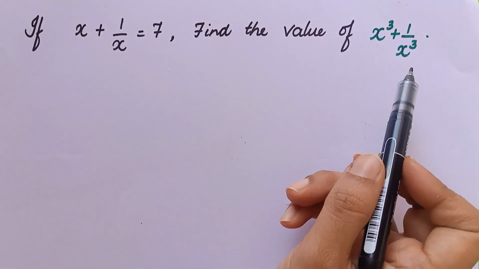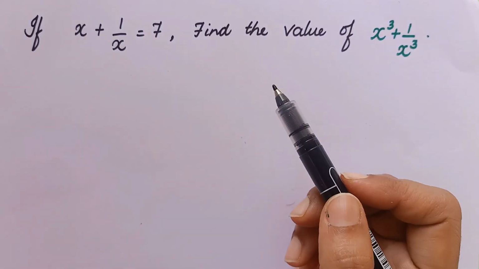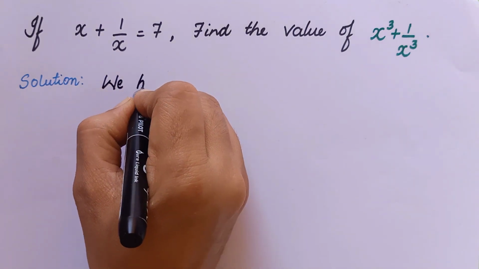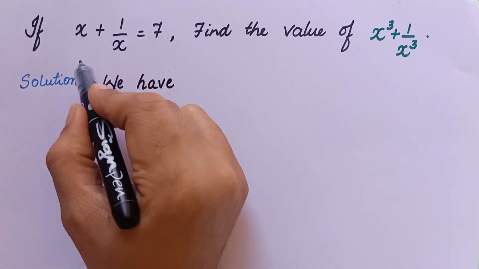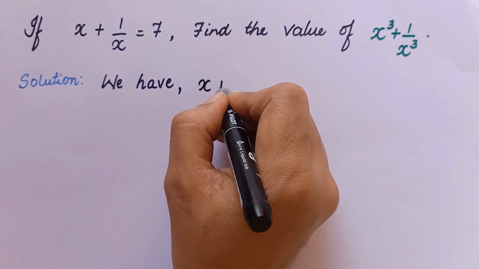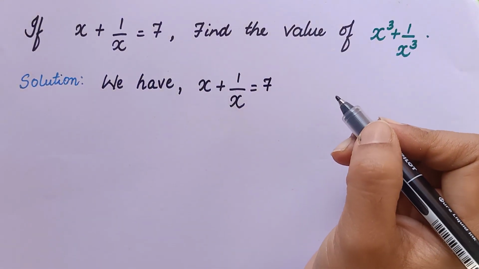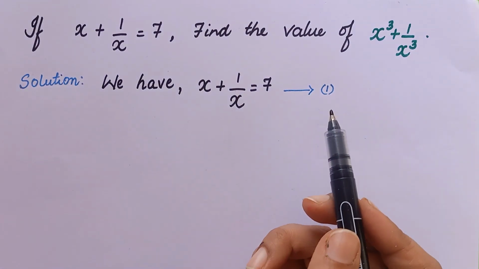Let us see how to solve the problem. If x plus 1 by x equals 7, then find the value of x cube plus 1 by x cube. So the solution here is we have x plus 1 by x equals 7. So let us name this equation 1.